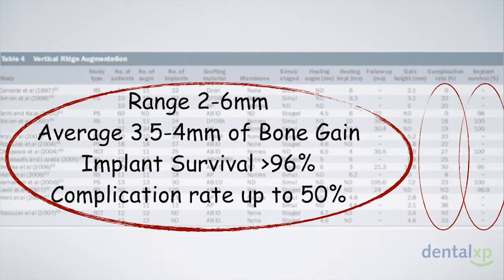As for vertical ridge augmentation, surprisingly the actual numbers are quite similar. Average bone gain of 3.5 to 4 millimeters with an implant survival also above 96% for all techniques. However, the complication rates in some of those studies went up to 50%, and despite having similar amounts of bone volume gain as horizontal augmentations, what renders those procedures less predictable is really the complication rates that are associated with them.